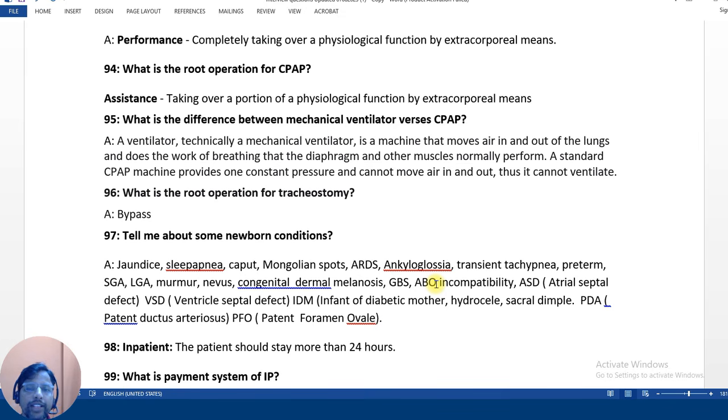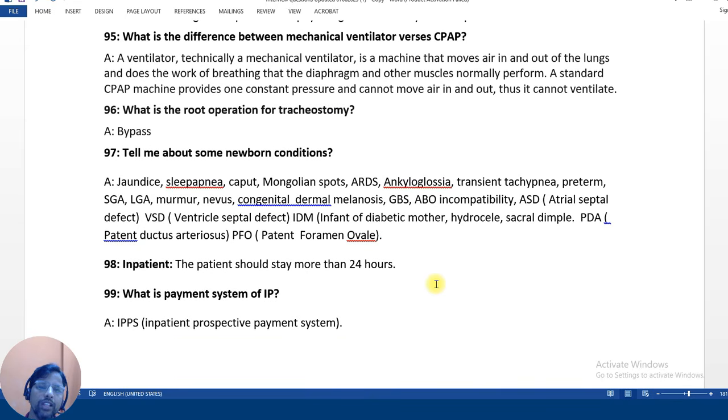So what is the difference between a mechanical ventilator and CPAP? A mechanical ventilator is a machine that moves air in and out of the lungs and does the work of breathing that the diaphragm and other muscles normally perform. A standard CPAP machine provides one constant pressure and cannot move air in and out. What is the root operation for tracheostomy? The root operation for tracheostomy is bypass.